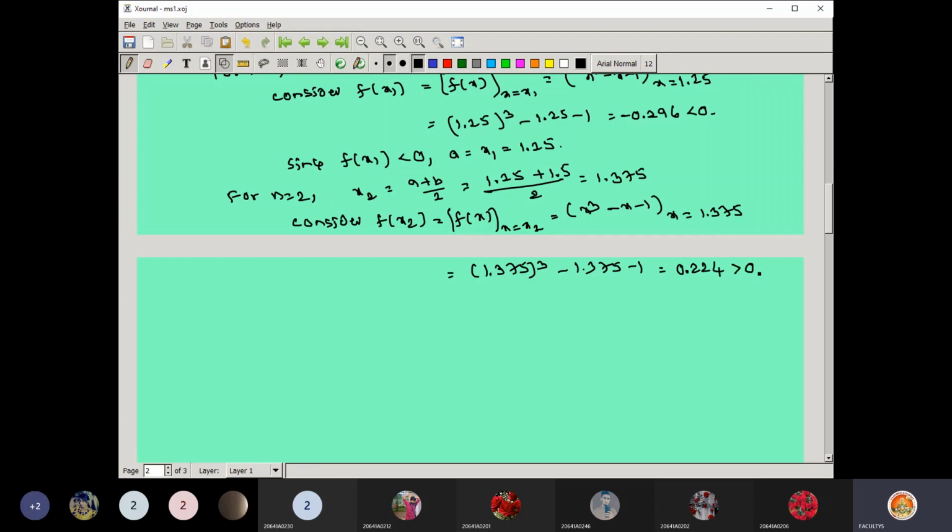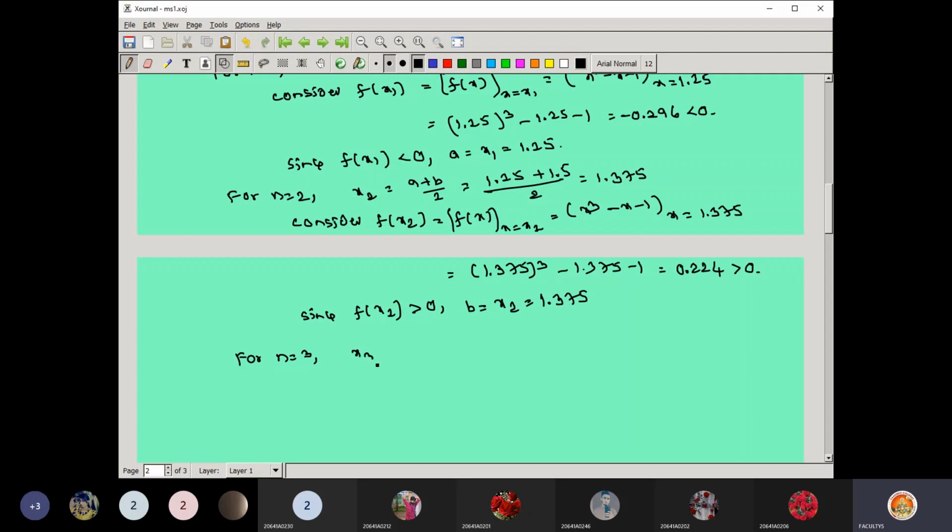So this is greater than 0. Immediately, you can have a statement. Since f of x2 is greater than 0, now you are changing the b value. Your b is equal to x2. That x2 means 1.375. Now after getting this, again you are substituting this value for the next approximate value n equal to 3.